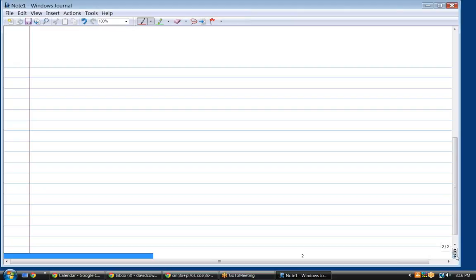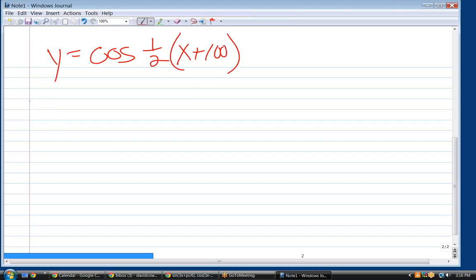This one is graph the equation, and the equation is y equals cosine 1/2 quantity x plus 100. Do you have a standard that your school uses? Is this the standard?